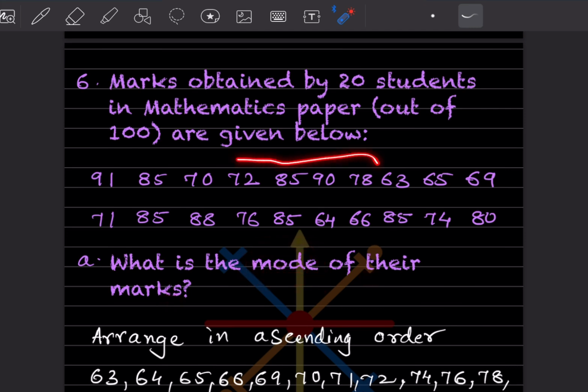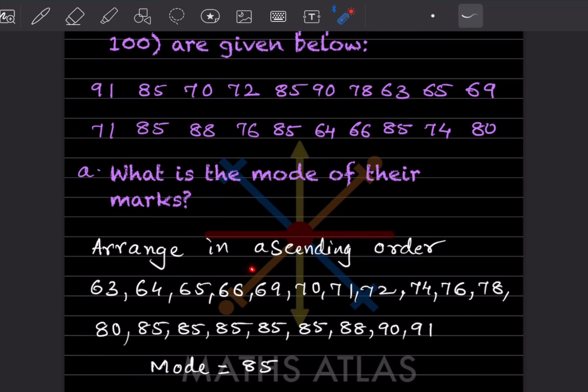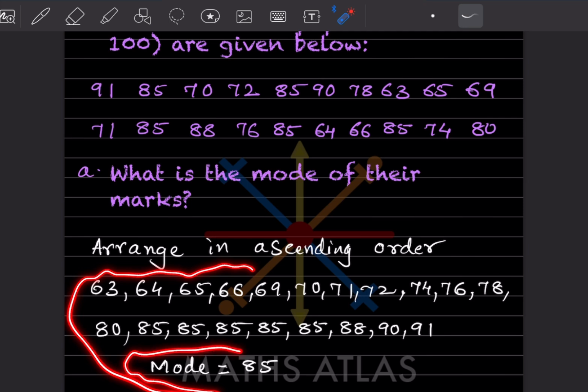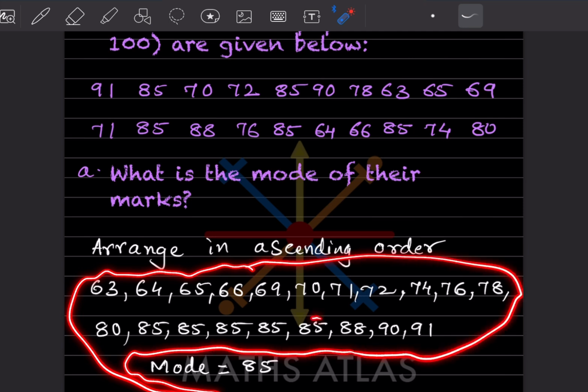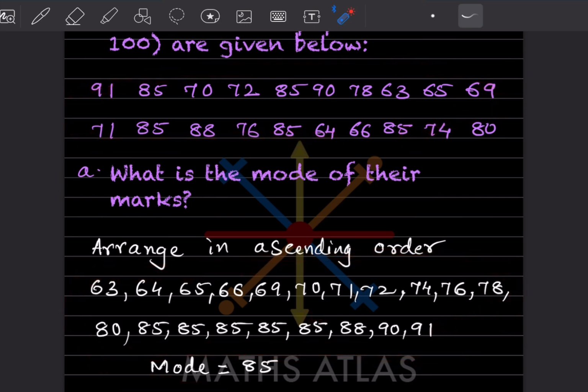So let us arrange this in ascending order. So after arranging, this is the ascending order. These are the numbers, all arranged here in ascending order. So what you can see here, we have to find the mode of it. You can see this 85 occurs more than once. So you can write here, mode is 85.